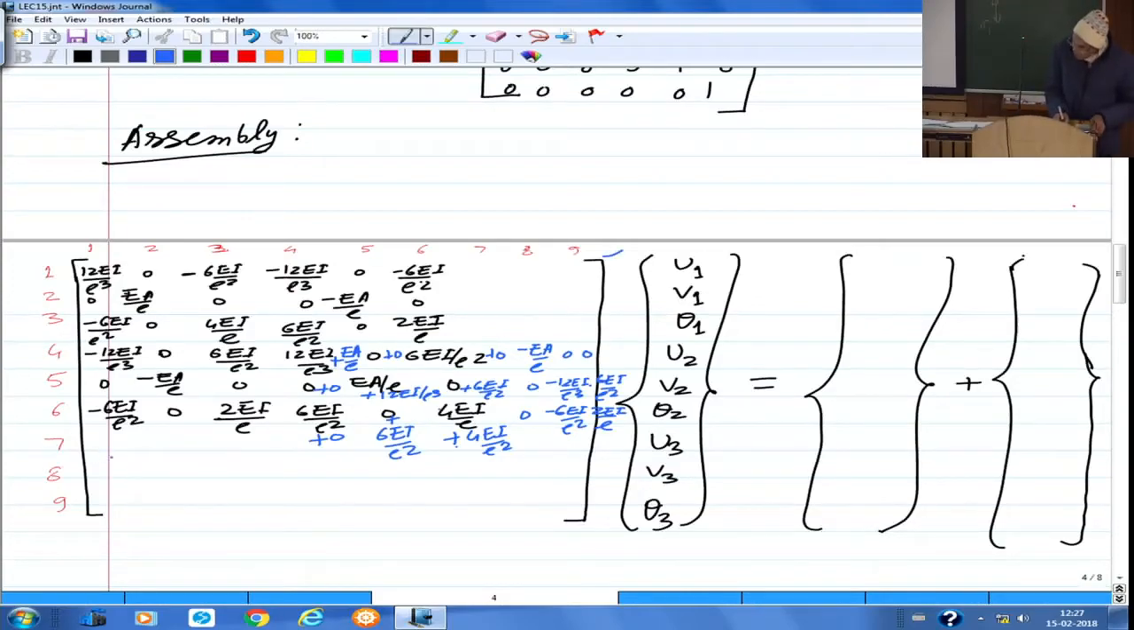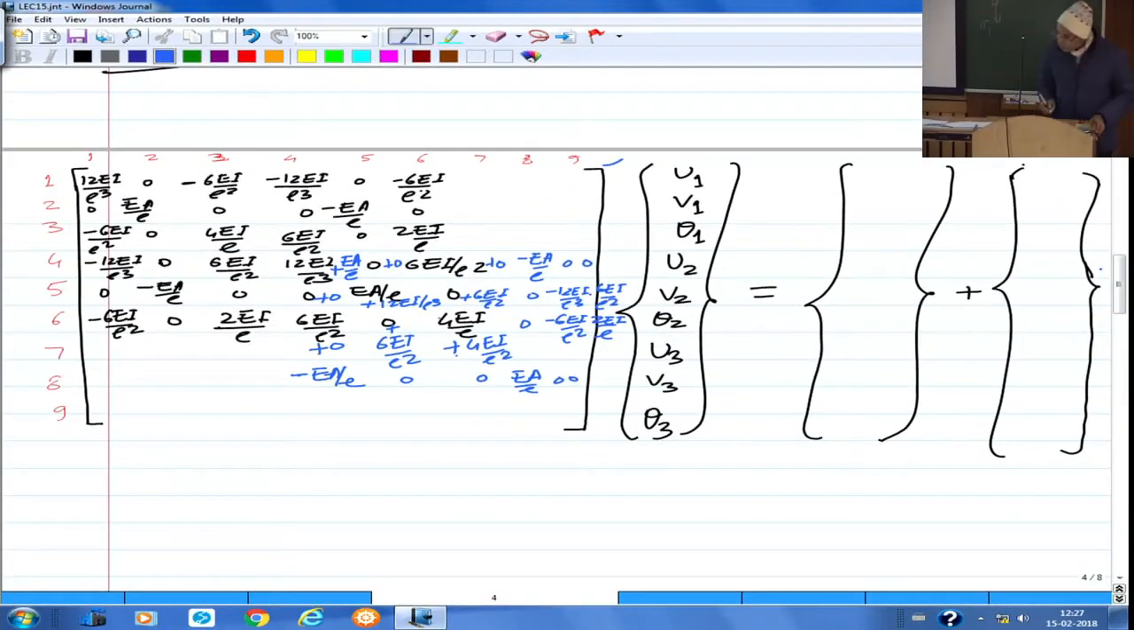So then that's the sixth, and then the next row will go to the seventh location. So that is starting with the fourth column, and that is minus EA by L, 0, 0 here, and then EA by L, 0, 0. So then the next one goes into this: 0, minus 12EI by L cube, minus 6EI by L square, then 0, then 12EI by L cube, and minus 6EI by L square.